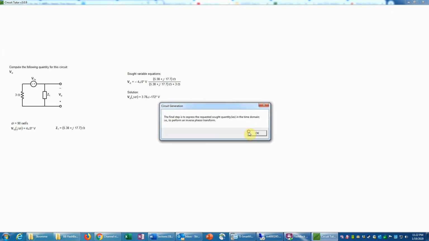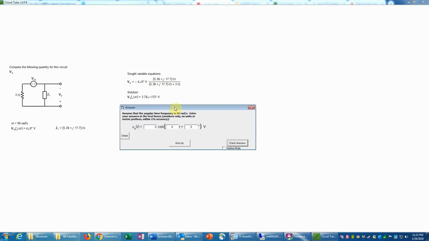And now the last step is going to be to convert the voltage in the phasor domain back to the time domain. In other words, I have to do what's called an inverse phasor transform, which is very simple. And that means that I need to write it as a cosine function. So the magnitude in front of the cosine function will be the magnitude of the phasor. That's just going to be the 3.78 here.